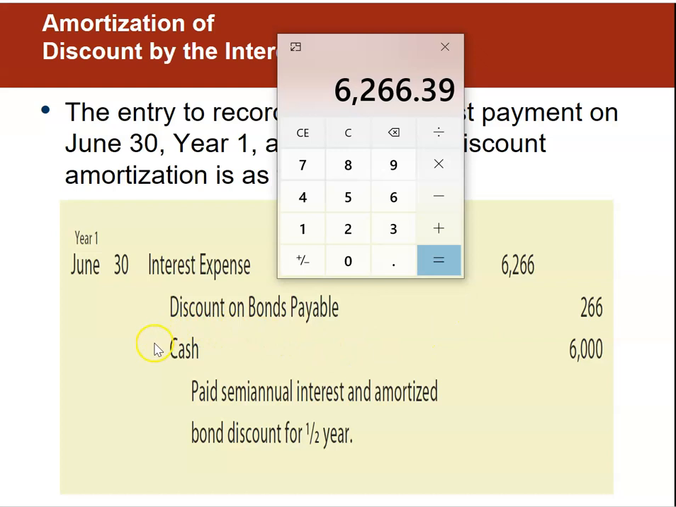Well, we already know that the amount of cash paid has to be based on the face amount of the bonds, which is $100,000, times the stated interest rate on the bonds, which is actually 12%, but remember we have to divide by 2, so I skipped a step. So that's why we're crediting cash for $6,000. This is the amount of cash that's going out. Okay, interest expense is $6,266, cash going out is $6,000.